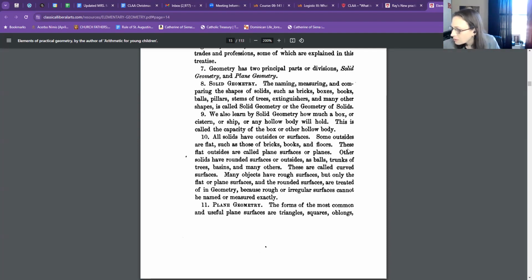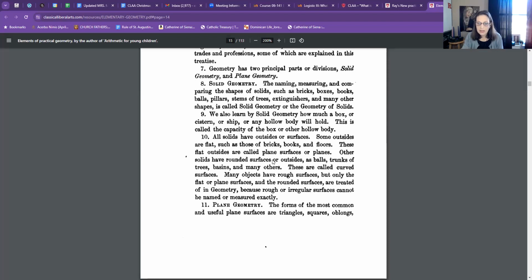So here I have an old book, so here's a solid. The solid has an outside. The outside of this book is flat, right? All the outsides are flats, okay? So these flat outsides are called plane surfaces or planes. Other solids have round surfaces or outsides, such as balls, trunks of trees, basins, and many others.